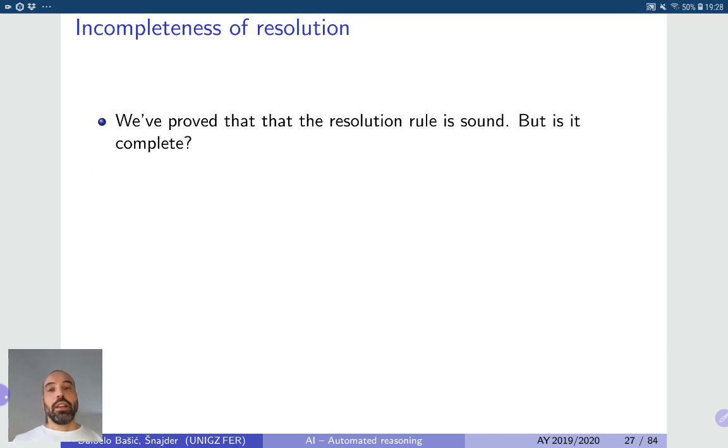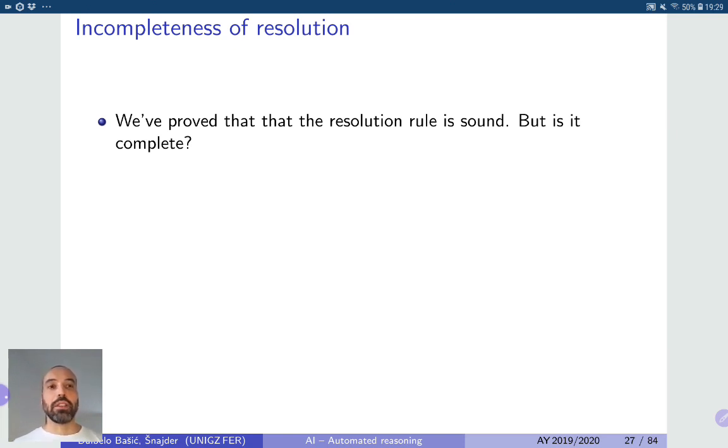Okay, now there's one thing that we haven't been talking about. It's sort of an elephant in the room, and it's the completeness of resolution, right? Recall that there are two properties for a set of rules. First, we'd like the rules to be sound, which means that what they derive is a logical consequence. But then we also like the rules to be complete, so that when something is a logical consequence, we are able to use the rules to derive it as a deductive consequence.